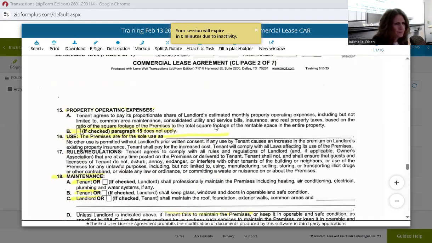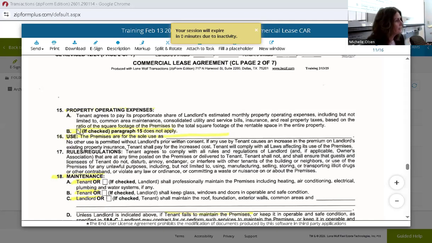So tenant's operating expenses: the tenant does agree to pay all utilities and services directly billed to the tenant. Property operating expenses is if they're going to pay CAM fees, or common area maintenance fees. If that is not the case, then you need to check B. So if they're not paying CAM fees to the lessor, make sure that you check 15B.